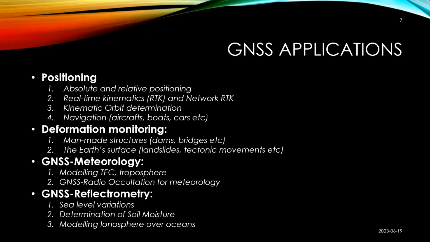And GNSS meteorology is studying the atmosphere with GNSS. And reflectometry means that when a GNSS satellite sends signals to the ground, the signals are reflected back from the ground, and then we can measure these reflections and study different parameters, like the atmosphere, or sea level variation, which will come later.